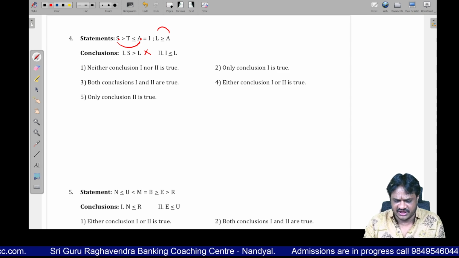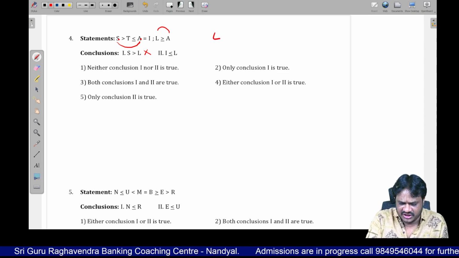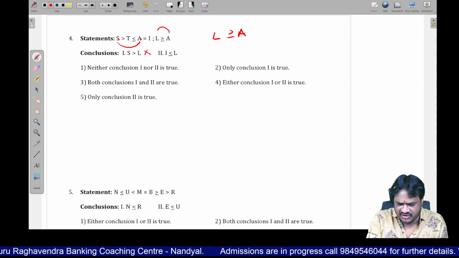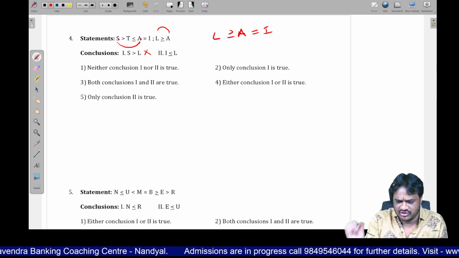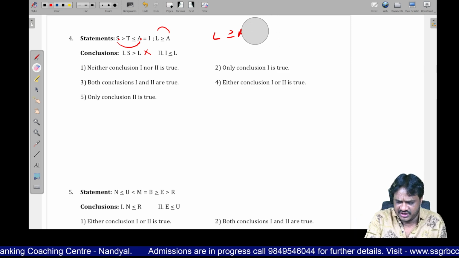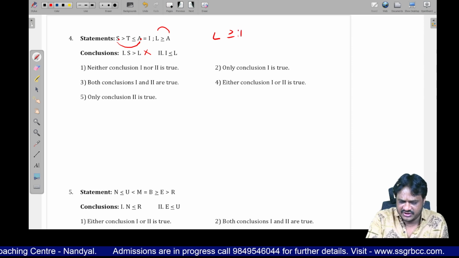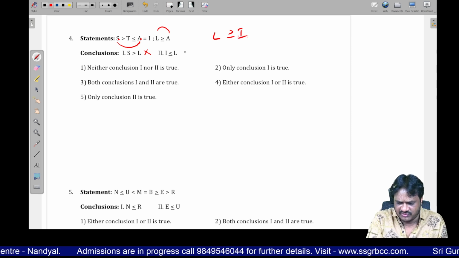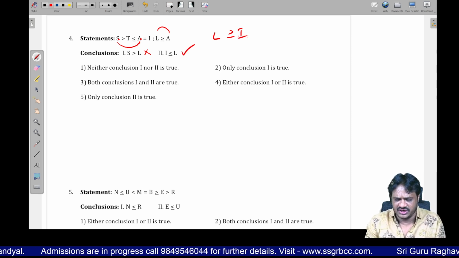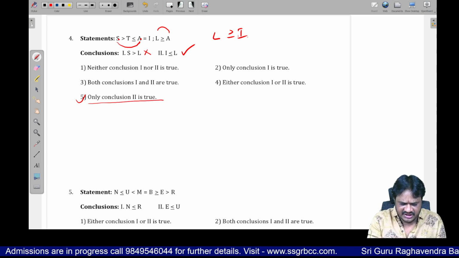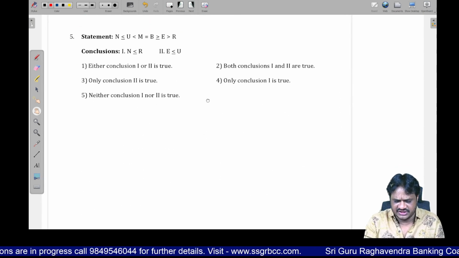What about the second one? I less than or equal to L. It is given L greater than or equal to A, and A is equal to I. So instead of A, you can write I. Therefore, we can say L greater than or equal to I, or I less than or equal to L. Therefore, second one definitely follows. Let us see the next question.